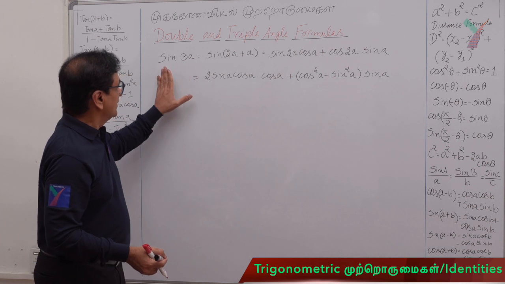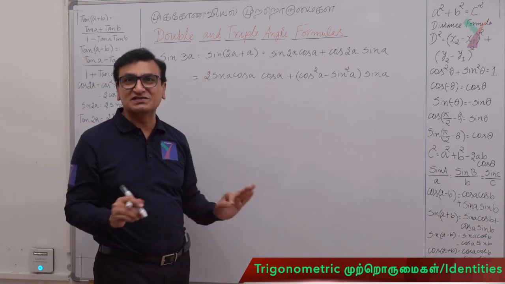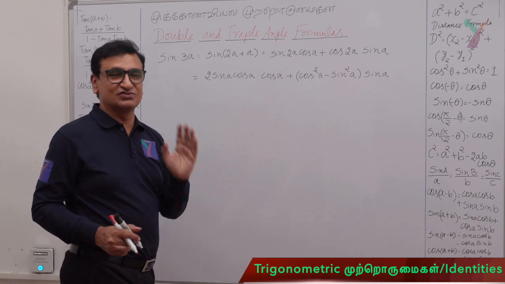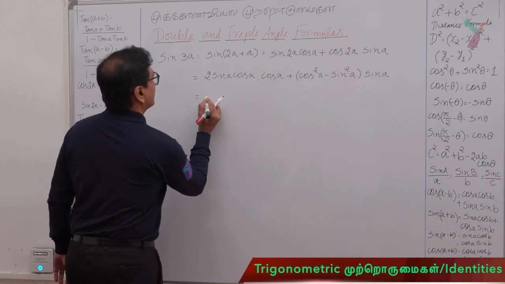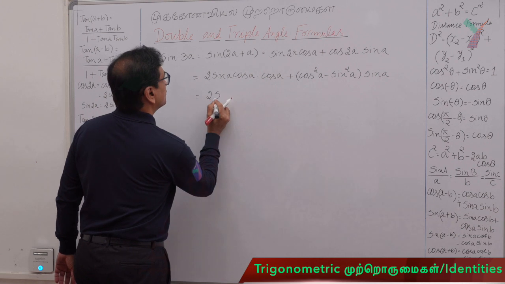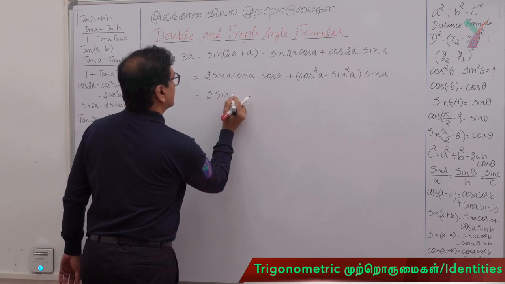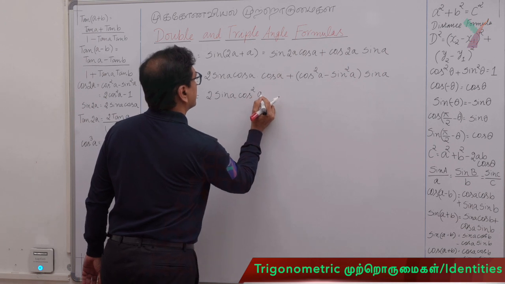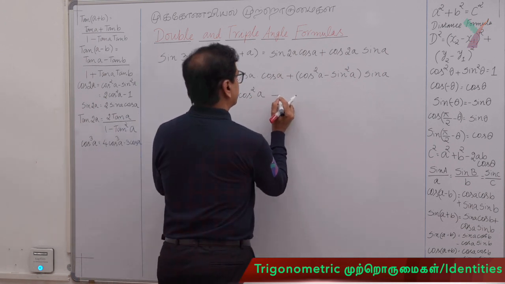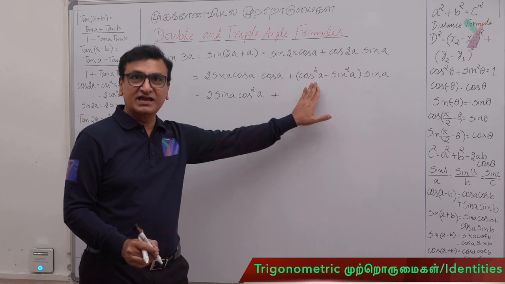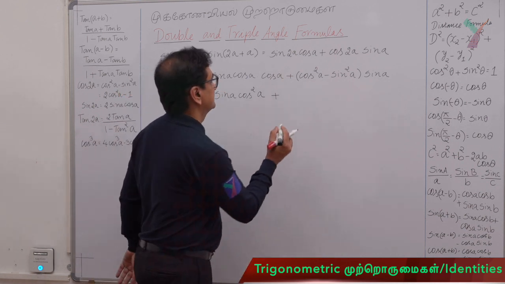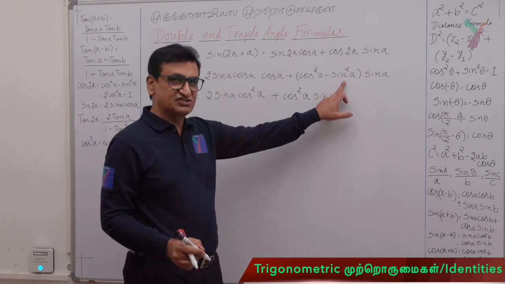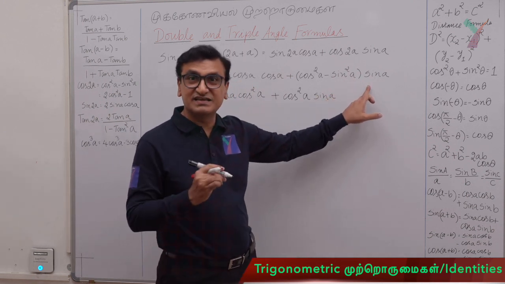அதுக்கப்புறம் cos ஏல்லாத்தையும் நம்ம sin ஆ மாத்த போறோம். Let me first simplify this. அதுக்கப்புறம் நான் எப்படி பண்றதுன்னு சொல்றேன். Now this will be 2 sin A cos square A, correct? Plus cos square A multiplied by sin A. And sin square A multiplied by sin A will be sin cube A.